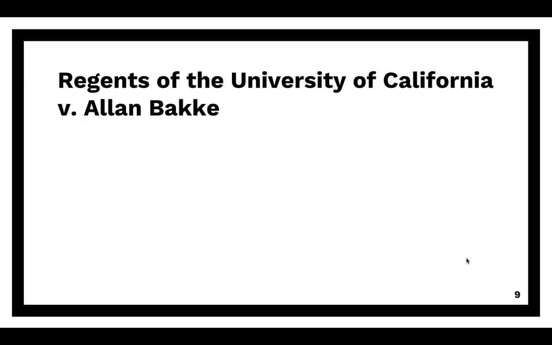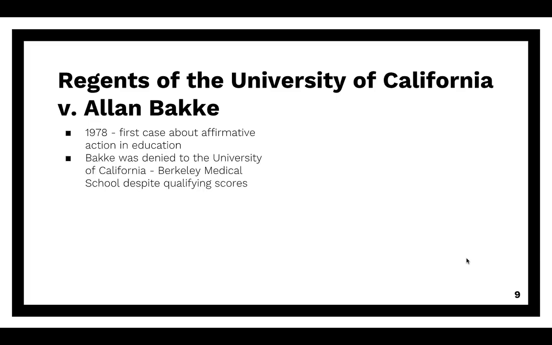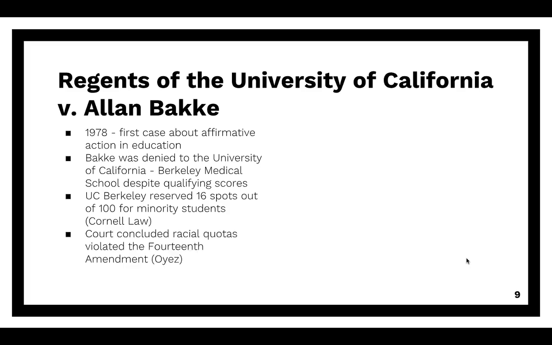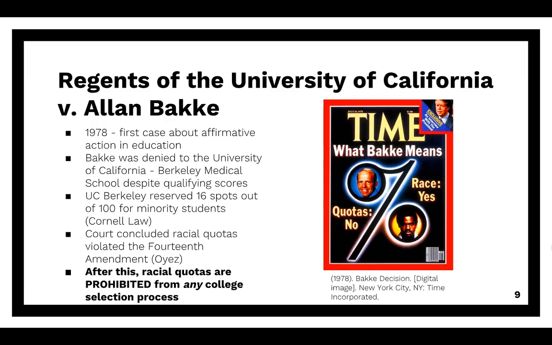So then there was the Regents of the University of California versus Alan Bakke. This was in 1978 and was the first case about affirmative action in terms of education. A white male student by the last name of Bakke was denied to the University of California, Berkeley Medical School. He had qualifying scores, so he sued the university saying that they discriminated against his race. And further evaluation found that UC Berkeley was reserving 16 spots out of 100 for minority students. The court declared this unconstitutional by the 14th Amendment and concluded that racial quotas must not be in any sort of college admissions process. And as you can see here, this was highly publicized, such as in Time magazine, which was dated in 1978.